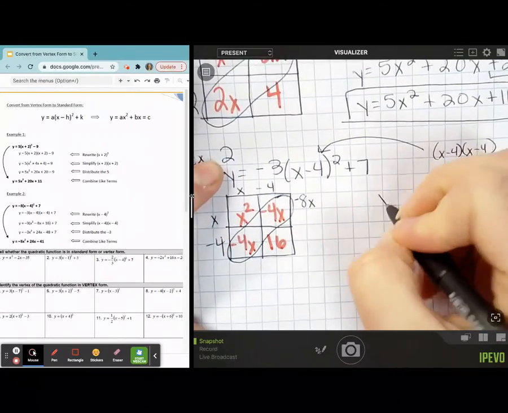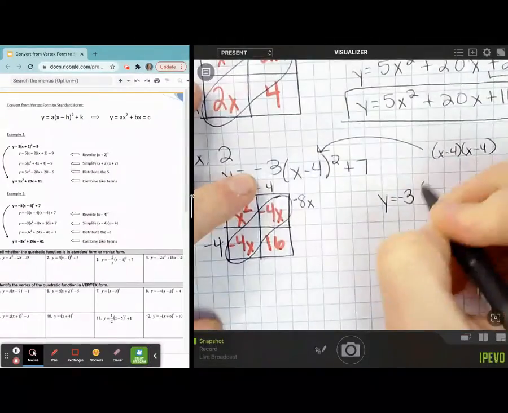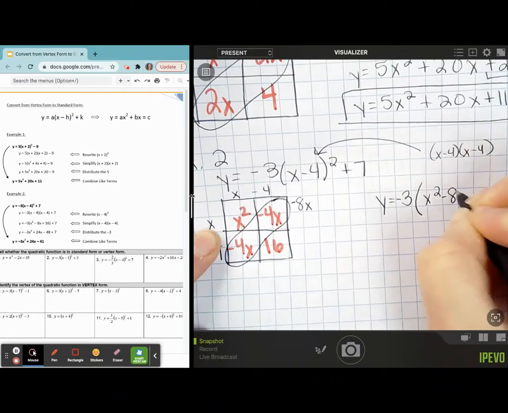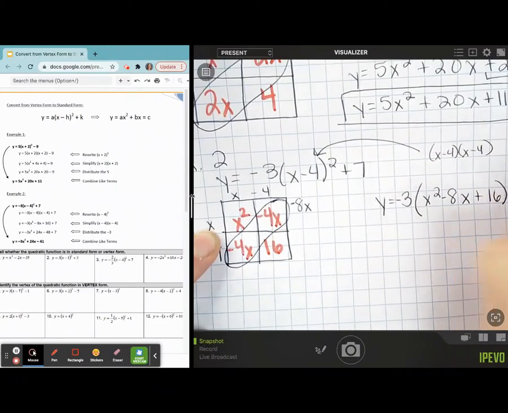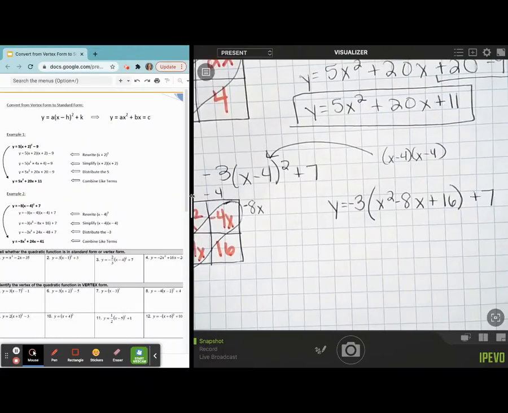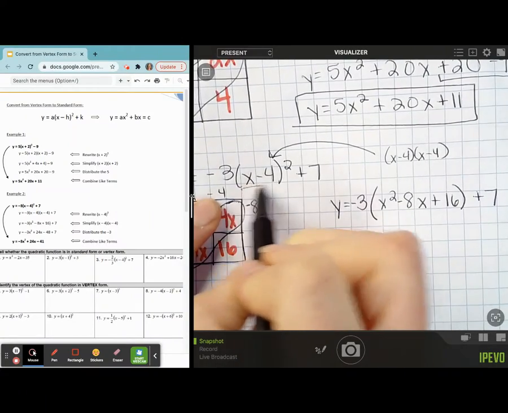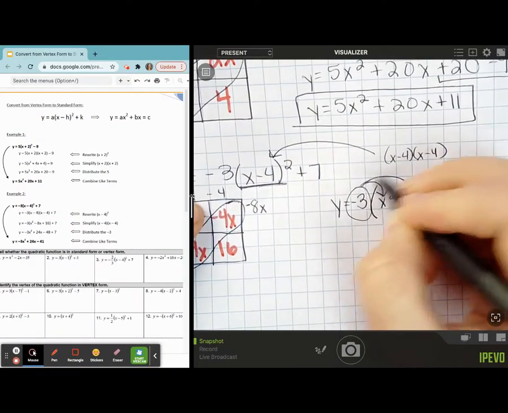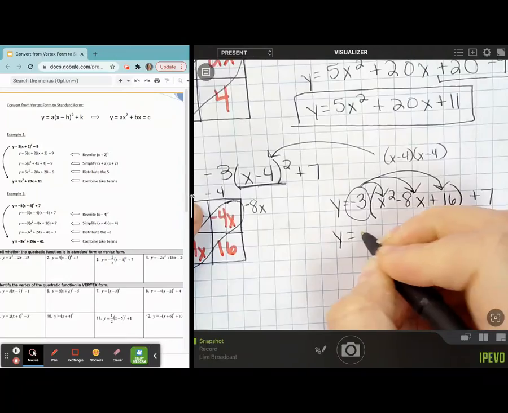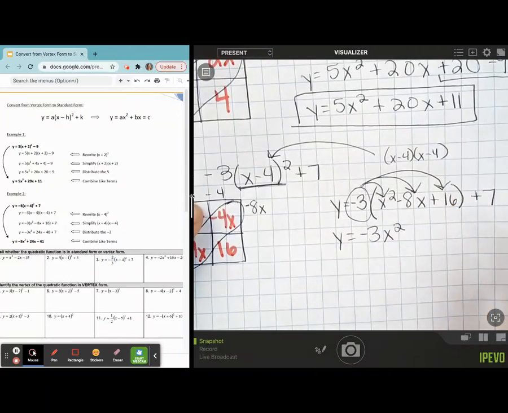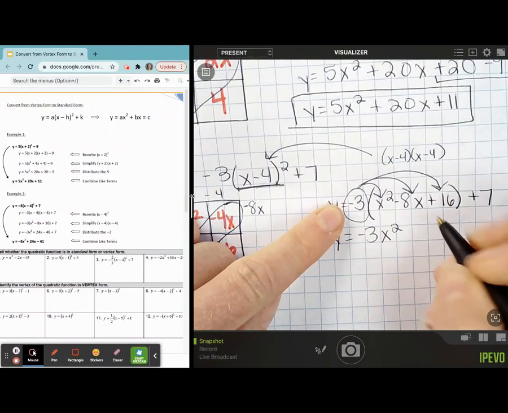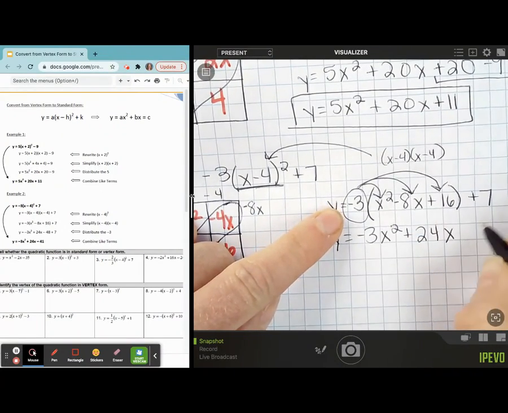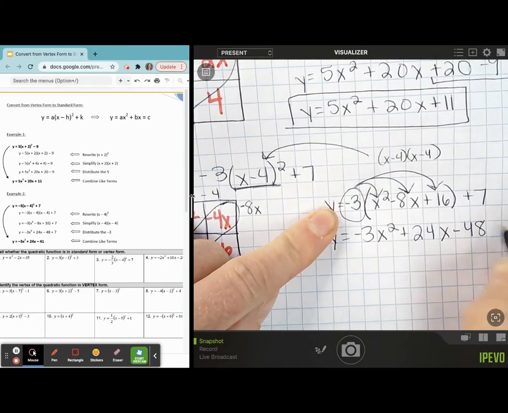So I'm going to rewrite it. That -3 parenthesis and then what we came up with in our box. So x squared minus 8x plus 16 and then plus 7. So the only thing I simplified was this. So the next step would be to distribute that -3 all the way through. So it's y equals -3x squared. -3 times -8 is a positive 24x. -3 times positive 16 is -48, and then plus 7.